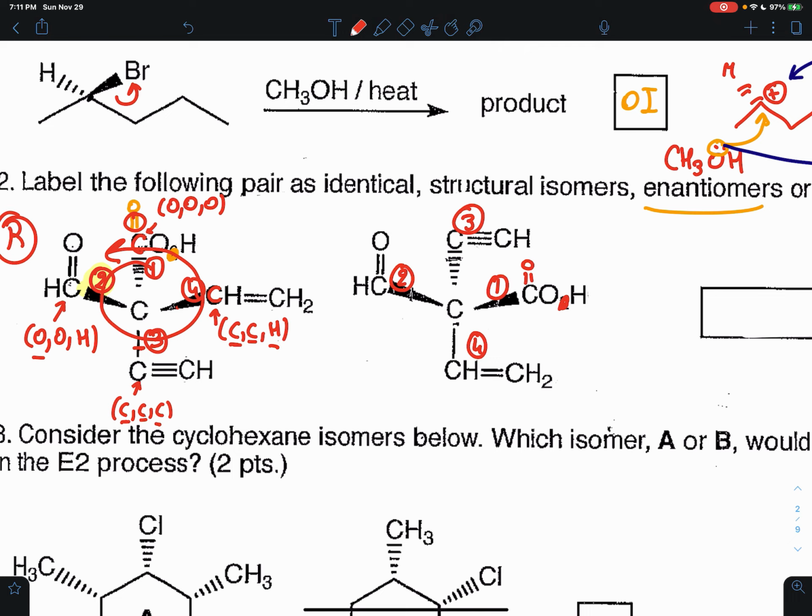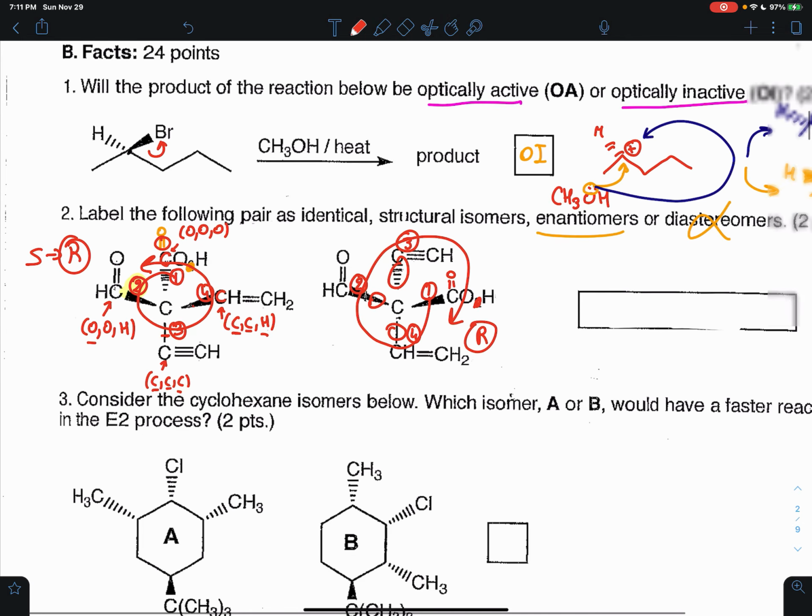Now let's do the R and S. 1, 2, 3, 4, that's an R. And I don't have to switch that because my 4 is in the plane, which means I can just do the rotation. I can rotate these three and then I'll get my dash back on this carbon number 4. So that's an R. So we have an R and an R. They both have the same configuration, meaning that they're both identical. So I'll write here: identical.